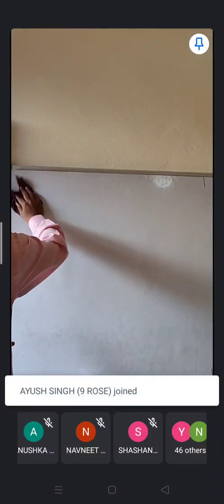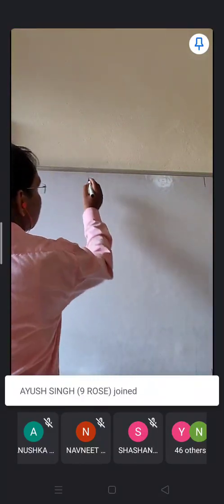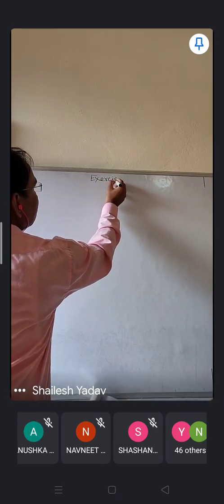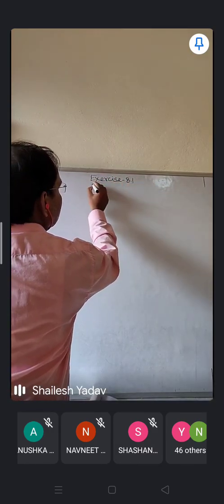So students, for the 10th question, one diagram is given there. So I will draw the diagram. It is exercise 8.1, and I am going for the question number 10. For the question number 10, one diagram is given there. So I am going to draw that diagram. It is given like this.